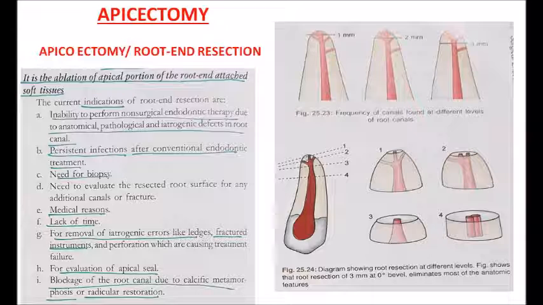In the picture here you can see 1 mm, 2 mm, 3 mm. Here the frequency of canals found at different levels of the root has been shown. At the apical end there are many ramifications, or canal divisions, which are mostly seen up to the 3 mm length in the apex.